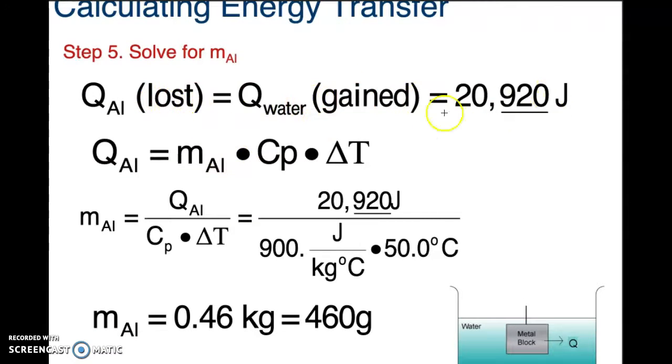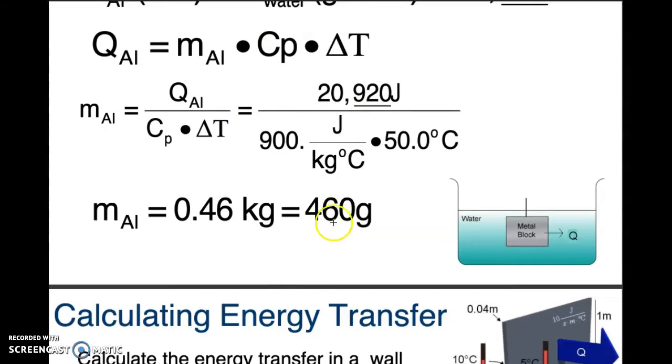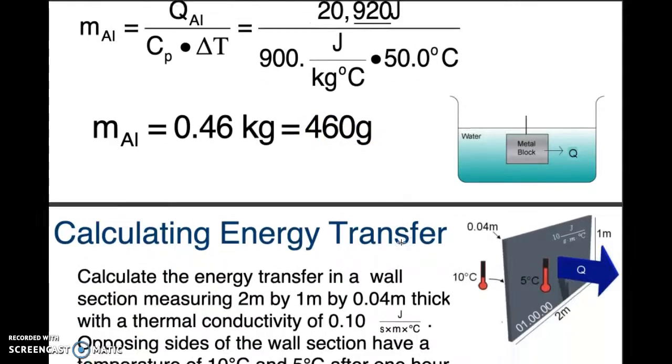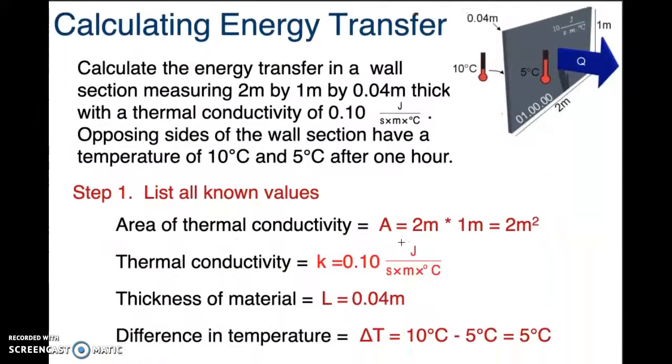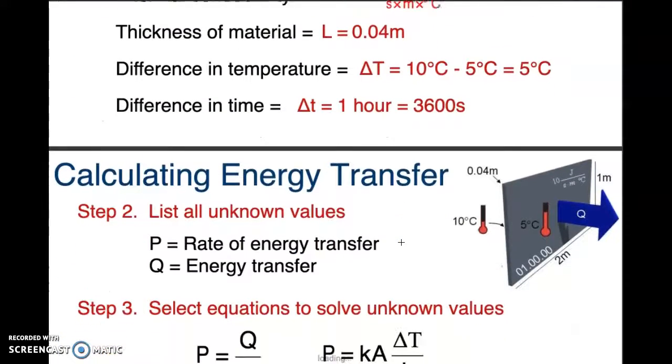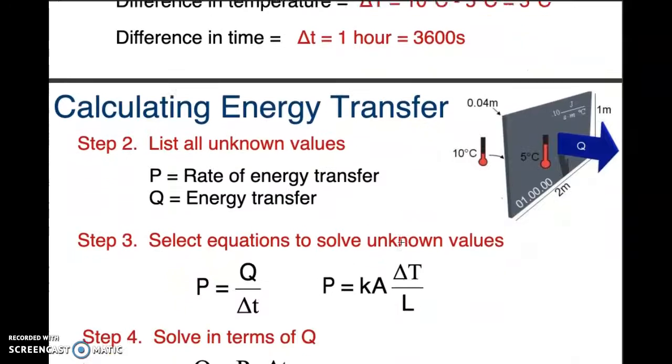So you can set this answer from water equal to your answer for aluminum and solve for mass, because you have heat capacity and you have change in temperature, and you can find out it's a 460 gram block of aluminum. So you can use these formulas. You're going to see there are some more examples.